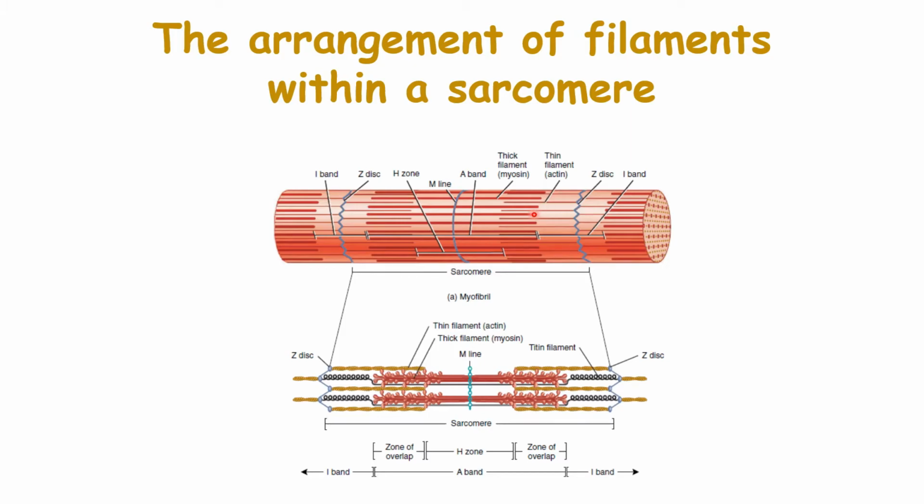In the figure we can see it. The I band or isotropic band is a lighter, low density area that contains the rest of the thin filaments but no thick filaments, and a Z-disc passes through the center of each I band. A narrow H zone in the center of each A band contains thick but not thin filaments.